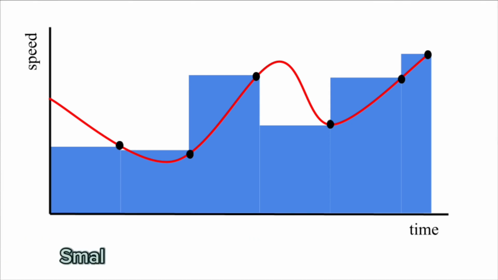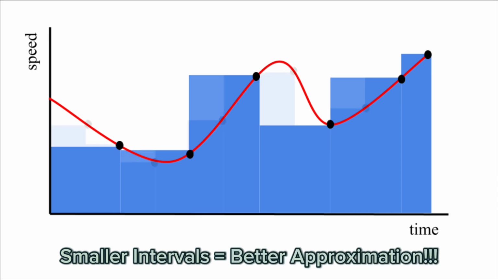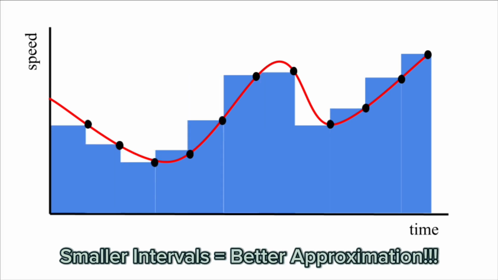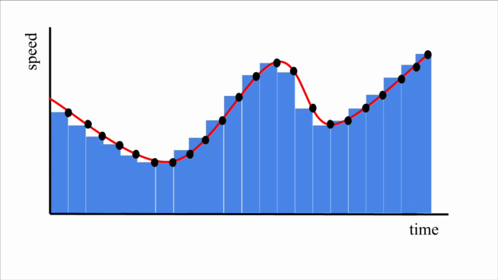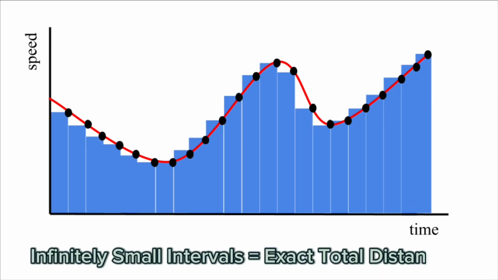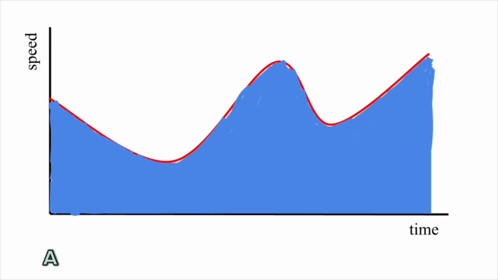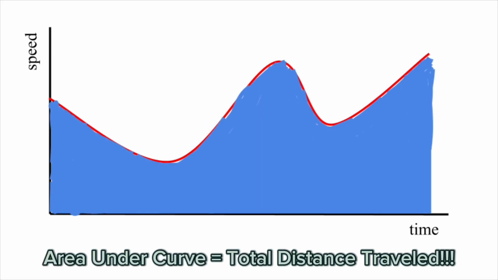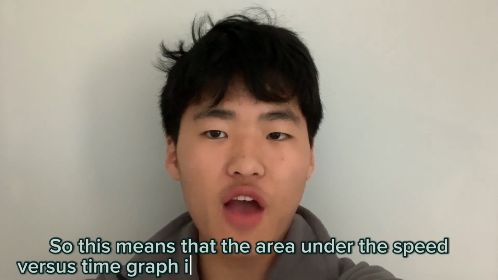And as we make the time intervals smaller and smaller, the total approximate distance traveled becomes more and more precise. As the intervals become infinitesimally small, what does the total distance traveled look like? It looks like the area under the speed versus time graph. So this means that the area under the speed versus time graph is just the total distance traveled.